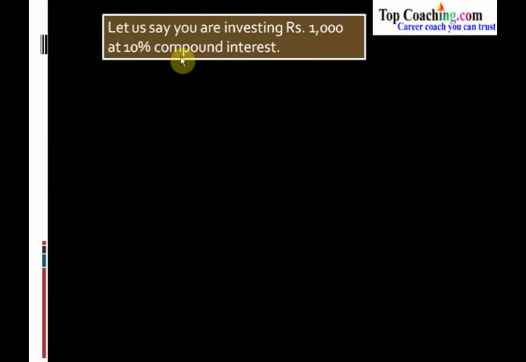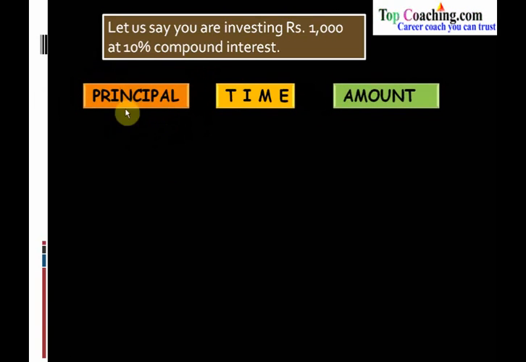It would really be better if we take some value for P. So let us say that you are investing rupees 1000 at 10% compound interest. So let us say that the rate of interest is 10% and the principal amount is rupees 1000. Now this gives the value of principal, this gives the value of time, and this gives the value of amount.